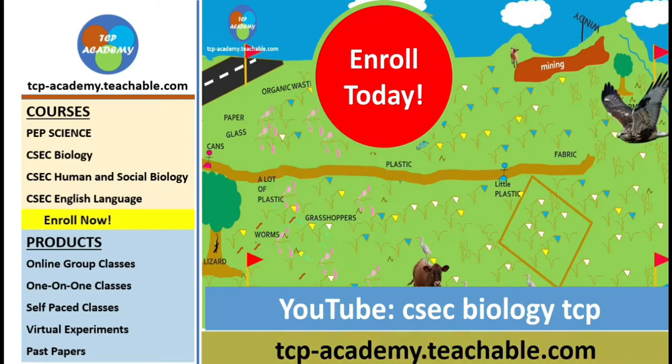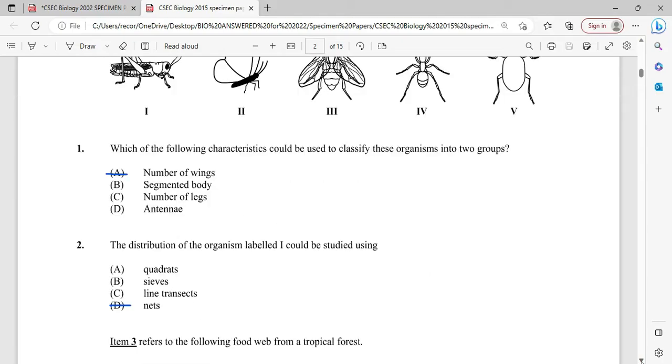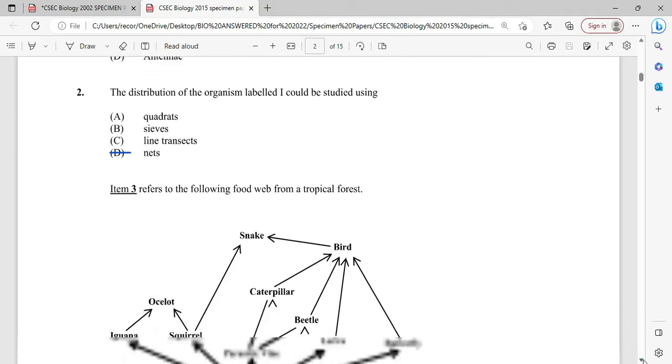Items 1 to 2 refer to the following diagram, labeled 1 to 5, found in a school garden. Which of the following characteristics could be used to classify these organisms into two groups? We could use the number of wings. There are those with wings and those without wings. The distribution of organisms labeled 1 could be studied using some moving organism, jumping, flying.